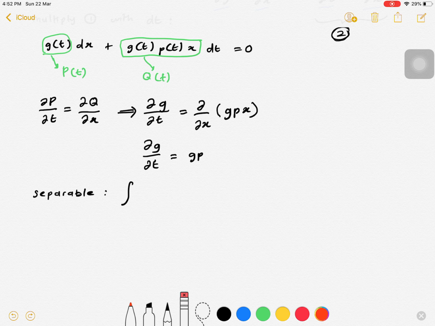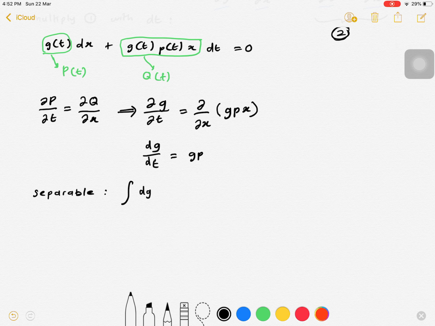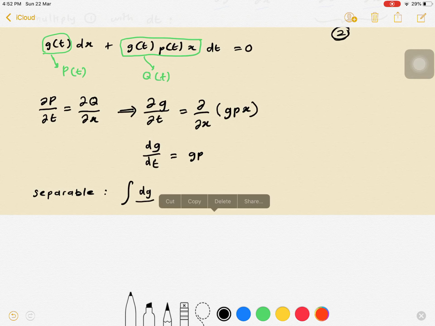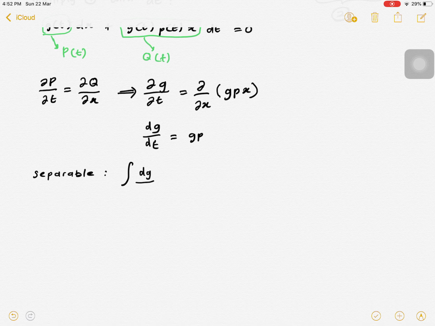And from here we can see that this is no longer a partial derivative, but an ordinary derivative. Okay, and we can put the G from the right hand side to the left hand side, G, and we can put the dt from the left hand side to the right hand side. So we can integrate P.